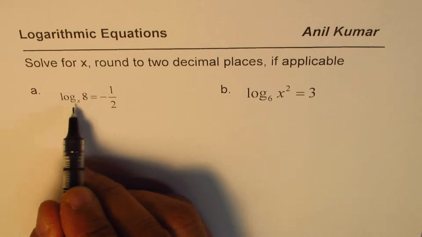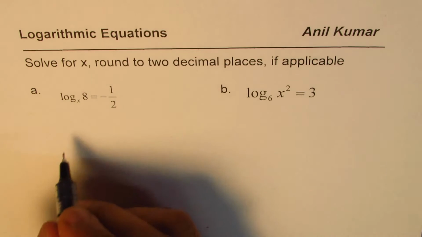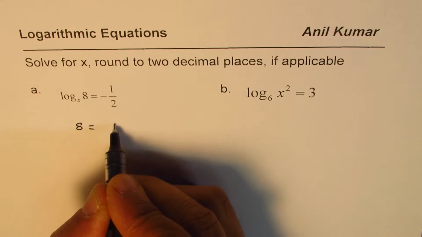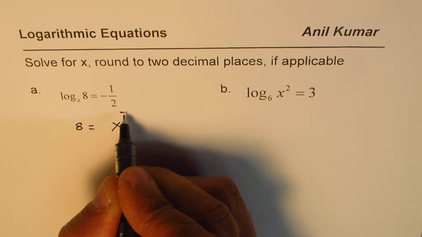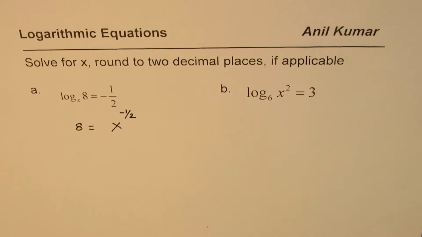So how do you convert from log to exponential? So this is base x. In exponential form also the base remains the same. So we could write this as 8 equals x to the power of minus half. Do you get an idea? So that is how we could write it.